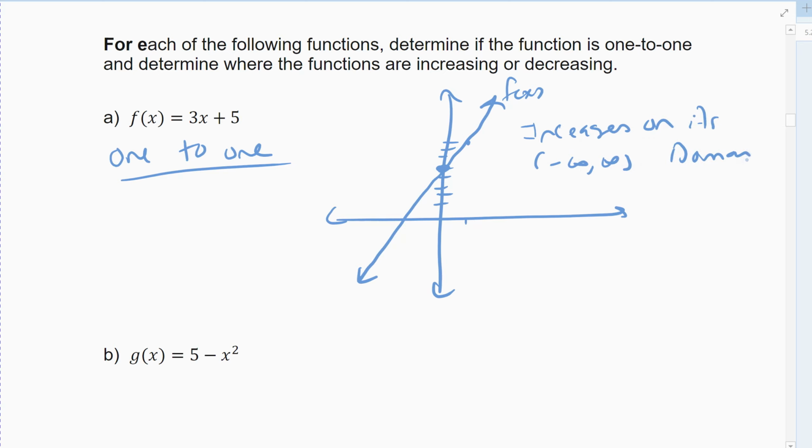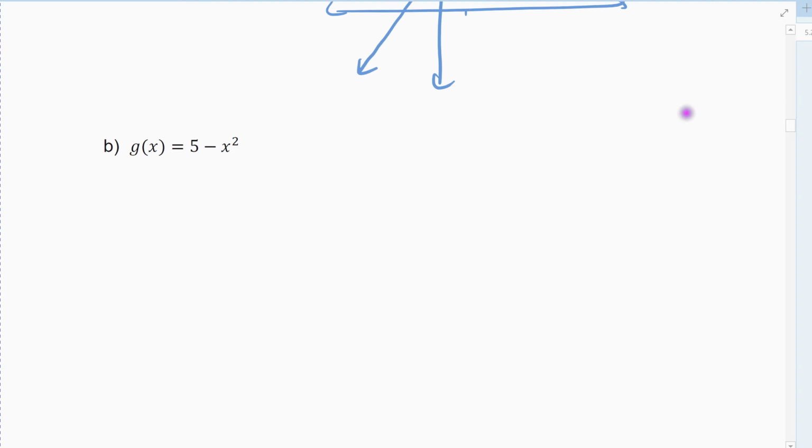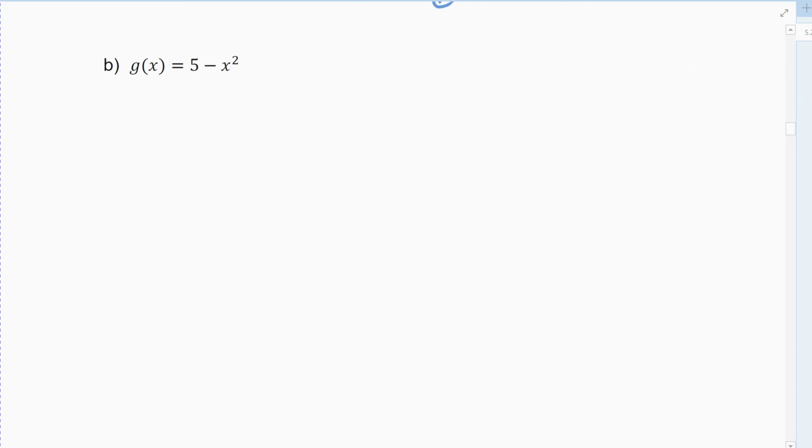Which means it has an inverse. Right? It will have an inverse. I can find an inverse. Right, part B. It's the x squared function. It's not one-to-one as is.